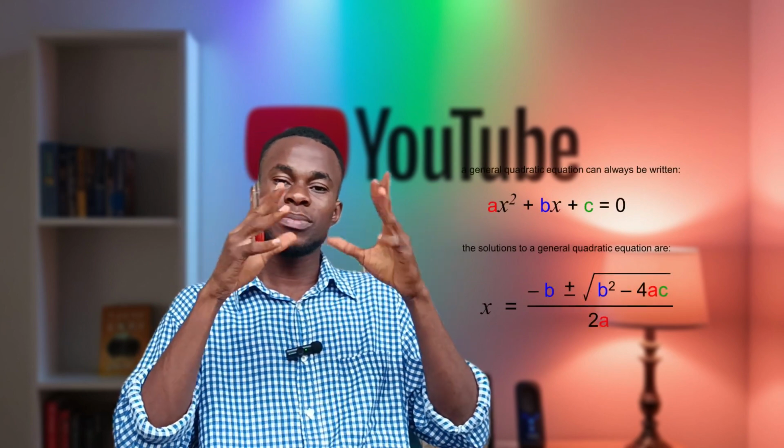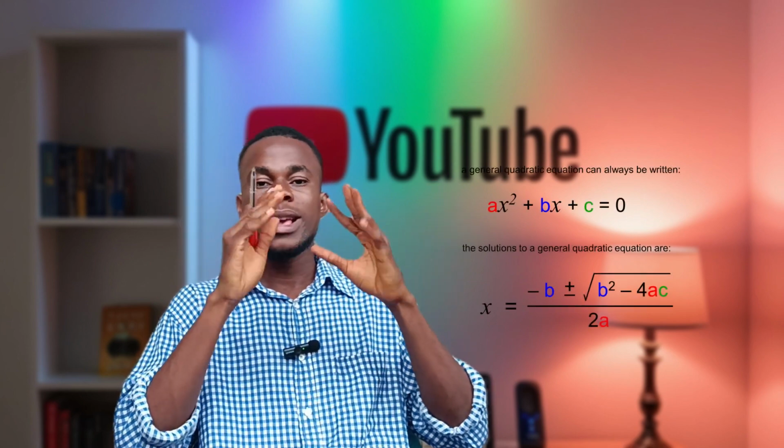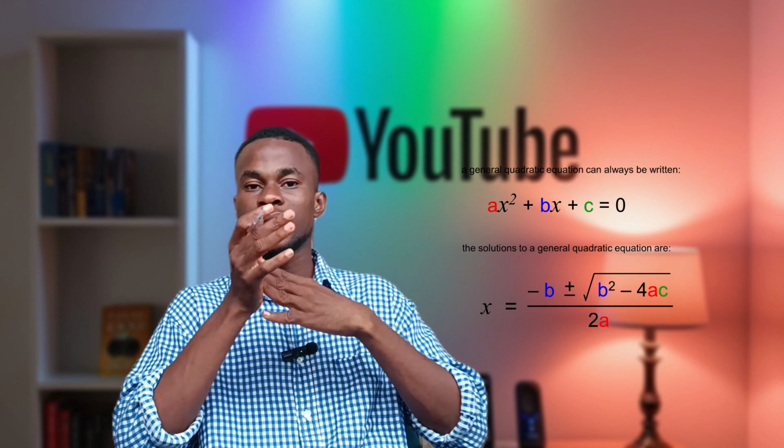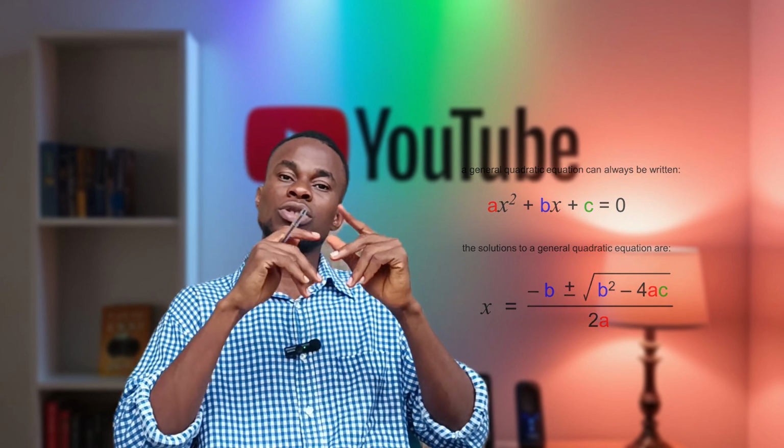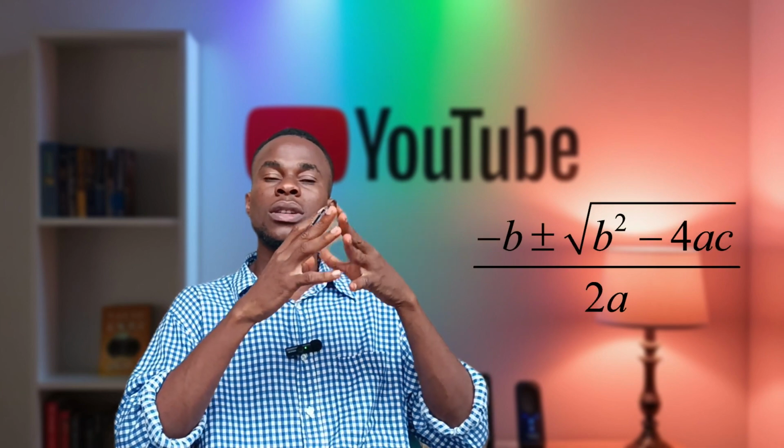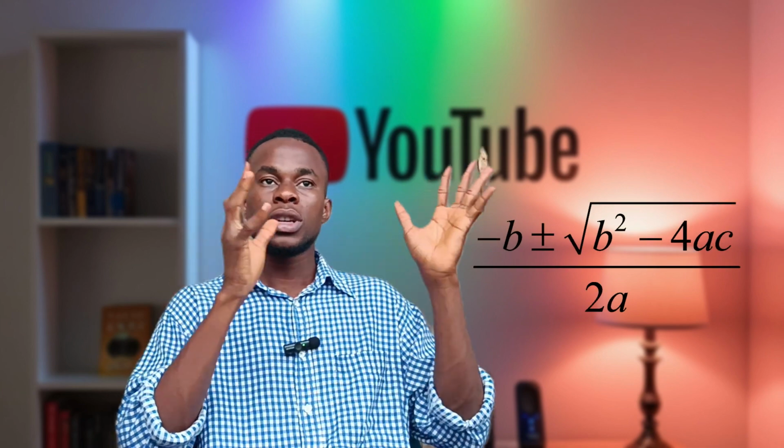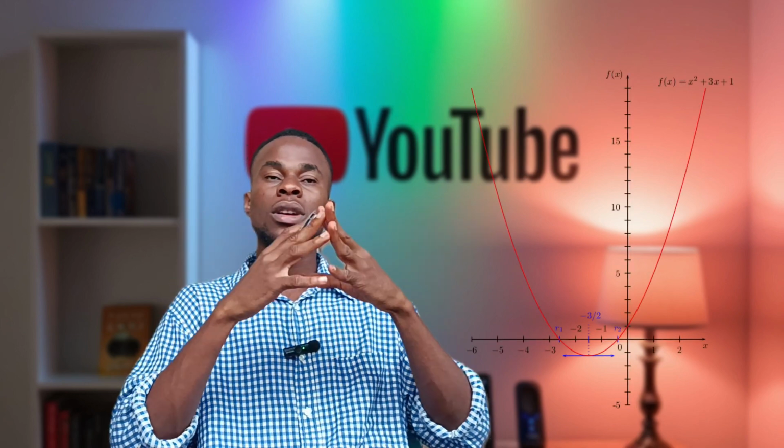Now, the quadratic equation is a polynomial of the form ax squared plus bx plus c, where a, b, and c are constants. To determine the solution of a quadratic equation, there are some methods used. One is using the formula. Second is using the completing the square method. Third, using the factorization method. And fourth, using the graphical method.